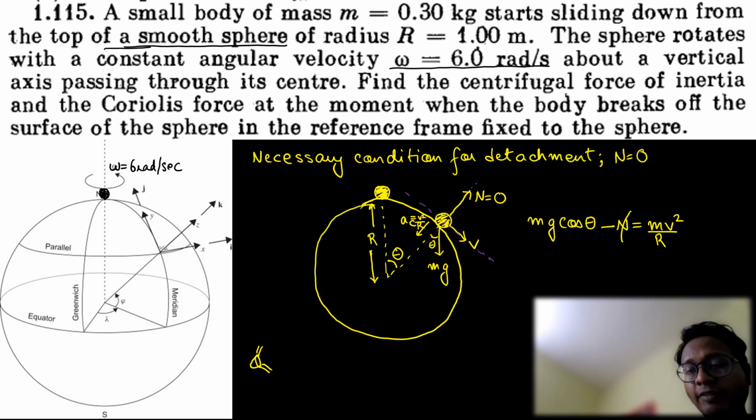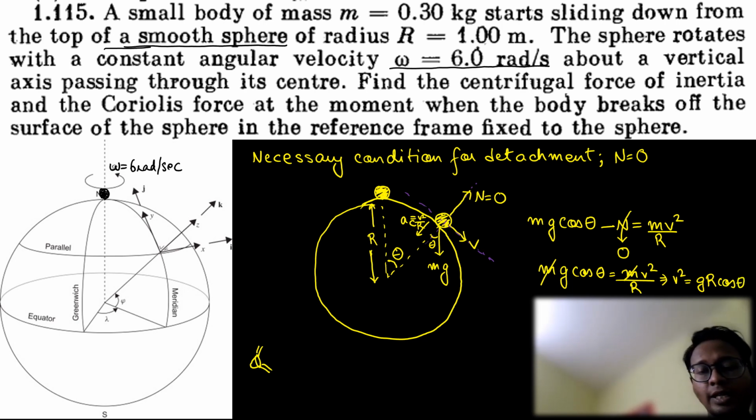During detachment, what is the value of normal contact force? 0. So mg cos theta is equal to m v square by r. The m and m get cancelled, so v square is equal to g r cos theta. Now again I need to find the value of cos theta.